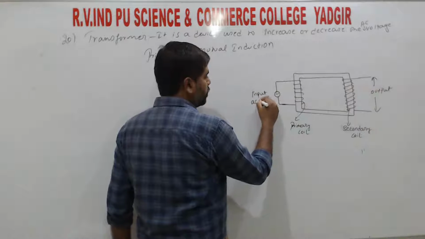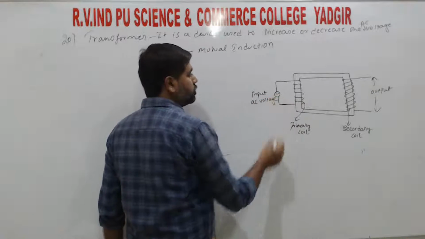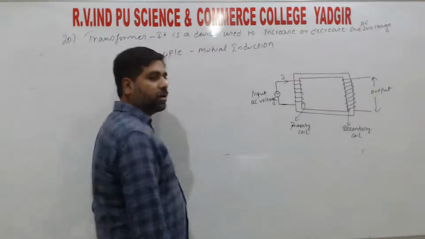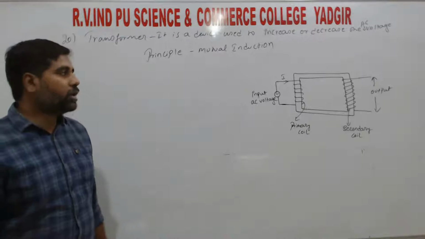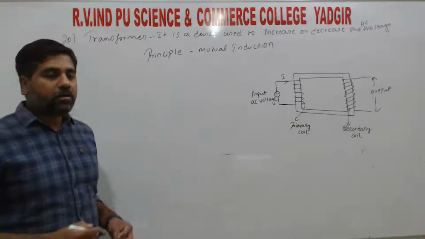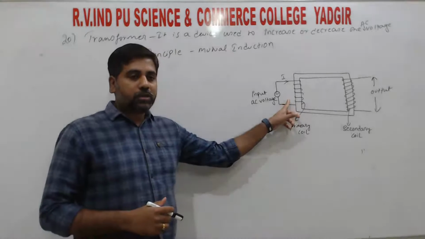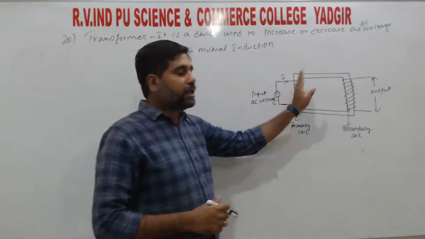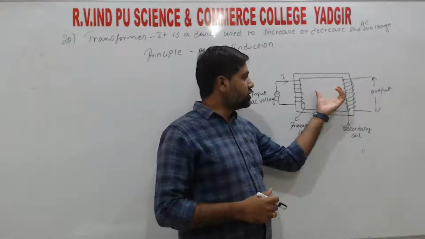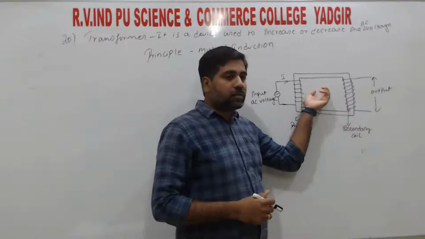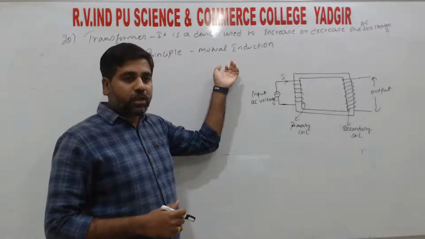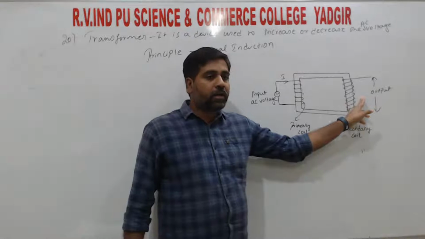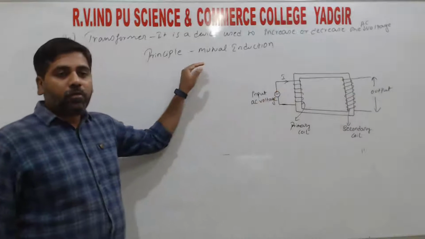Here is the input AC voltage, right? When current is flowing in the primary coil, it produces flux, and this flux is linked with the secondary coil, the nearby coil, right? That is explained by mutual induction. The mutual induction phenomenon says that if current flows in one coil, an EMF is induced in the neighboring coil, right? So that is the principle of the transformer, right?